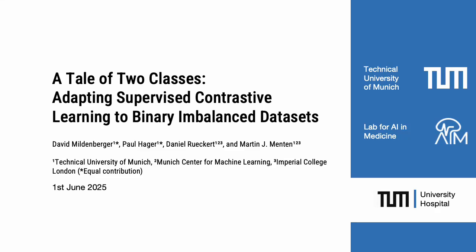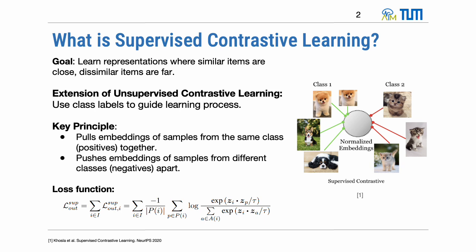I'm one of the authors on the paper "A Tale of Two Classes: Adapting Supervised Contrastive Learning to Binary Imbalanced Datasets." So, what is supervised contrastive learning anyway? Why do we care? Well, supervised contrastive learning is a form of supervised learning that also uses the contrastive learning loss function to create a more well-structured latent space. And so we want to learn representations where similar items are close and dissimilar items are far.